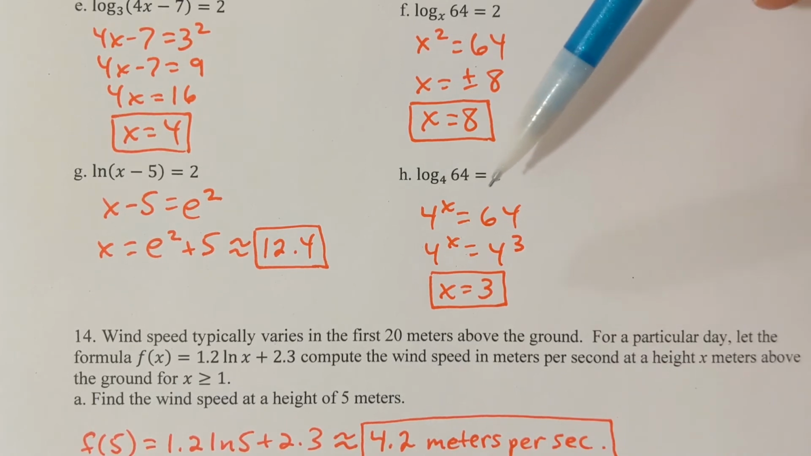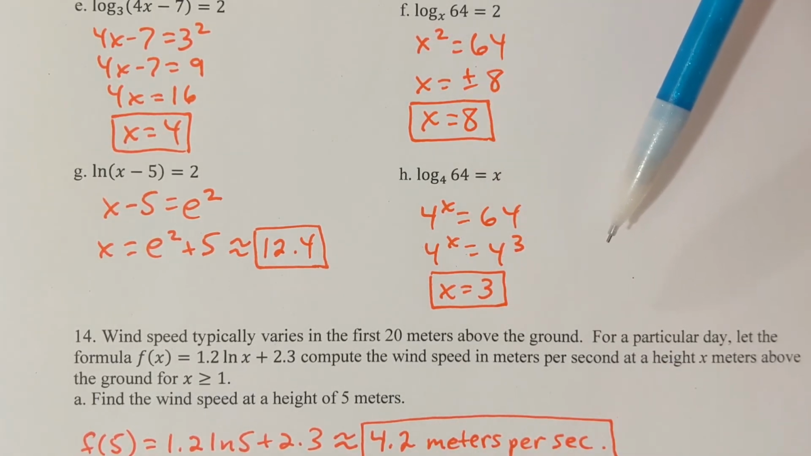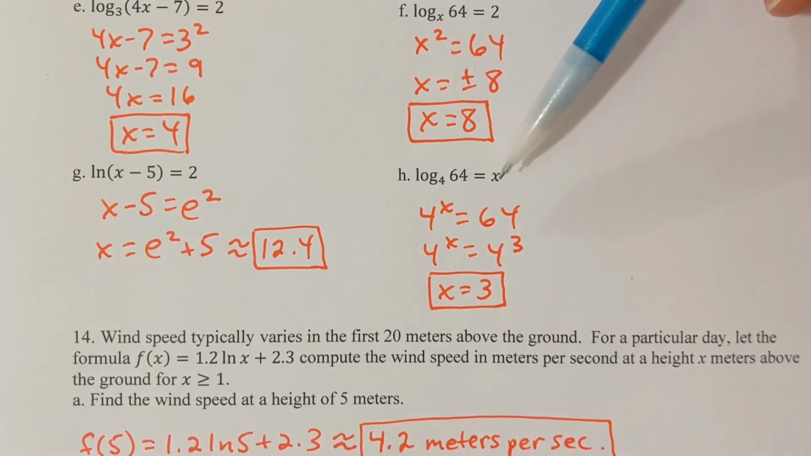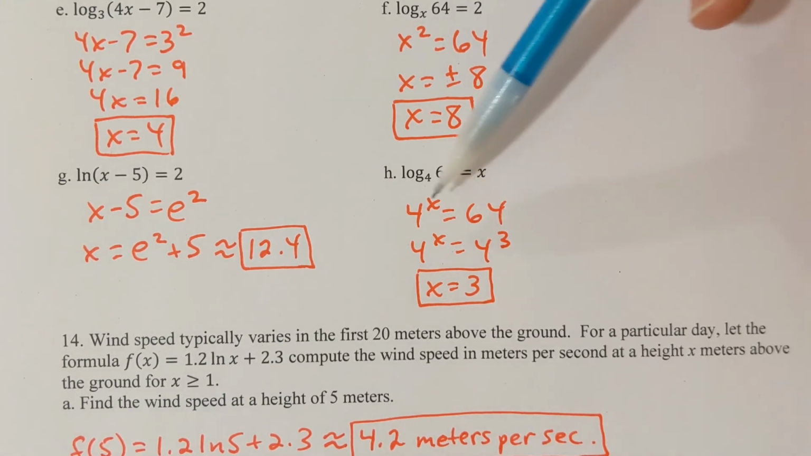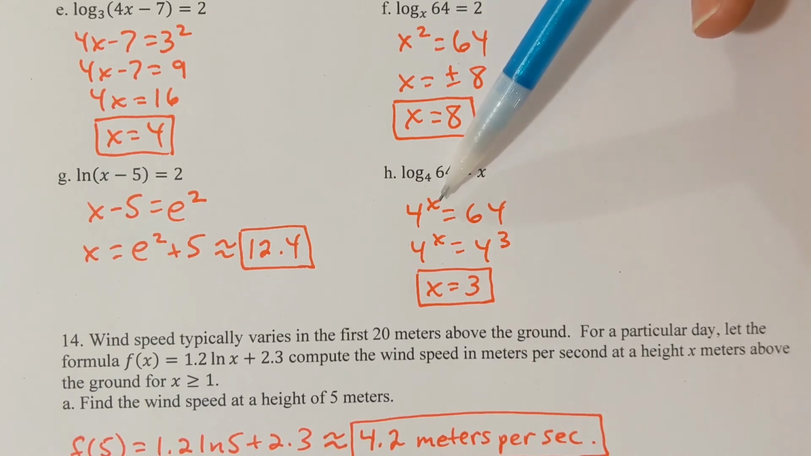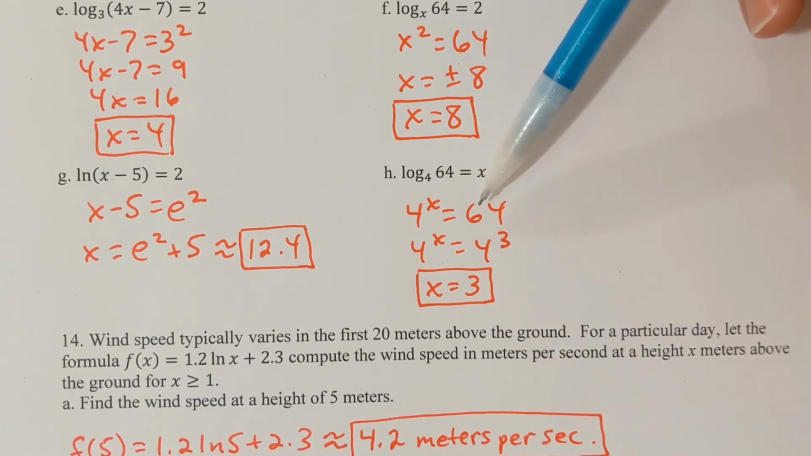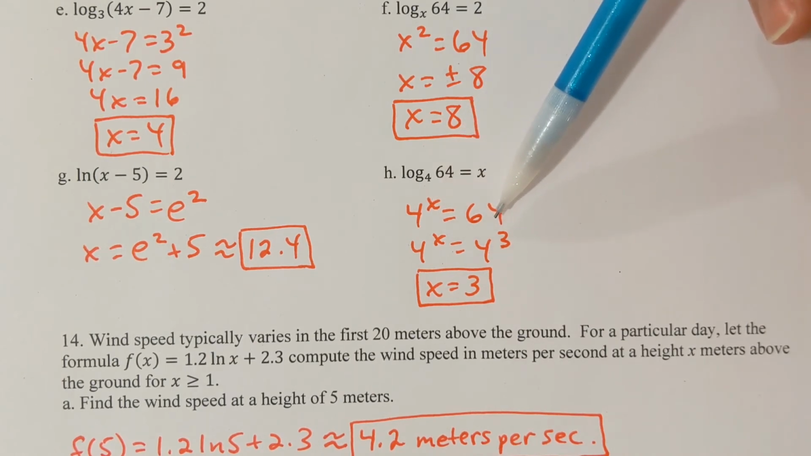Okay, and here's another one. Log base 4 of 64 equals x. Solve for x. Well, again, let's use the definition of a logarithm. Let's rewrite that into an exponential form. 4 is the base, x is the power of 4, 64 is my input, so that's going to be all alone on the exponential. 4 to the x equals 64.